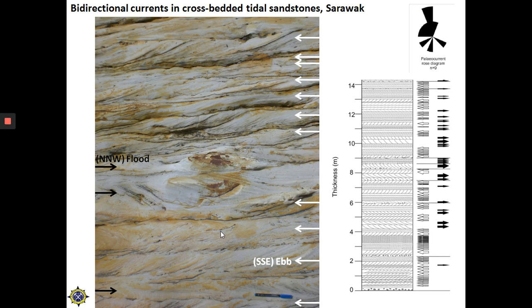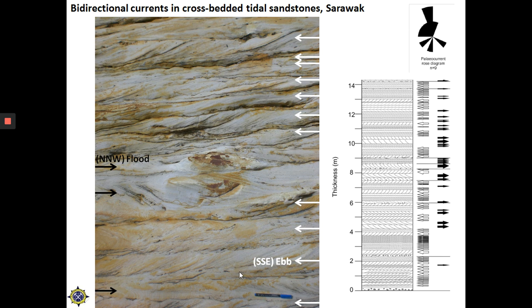Another outcrop of this is a really good outcrop in Bintulu, which we call the Sungai Mas exposure, very near to the Bintulu Airport, Sarawak. This is a thick sandstone succession, part of the Nyalau Formation. It is Miocene in age. We've logged the succession, which is up to 14 meters thick here.